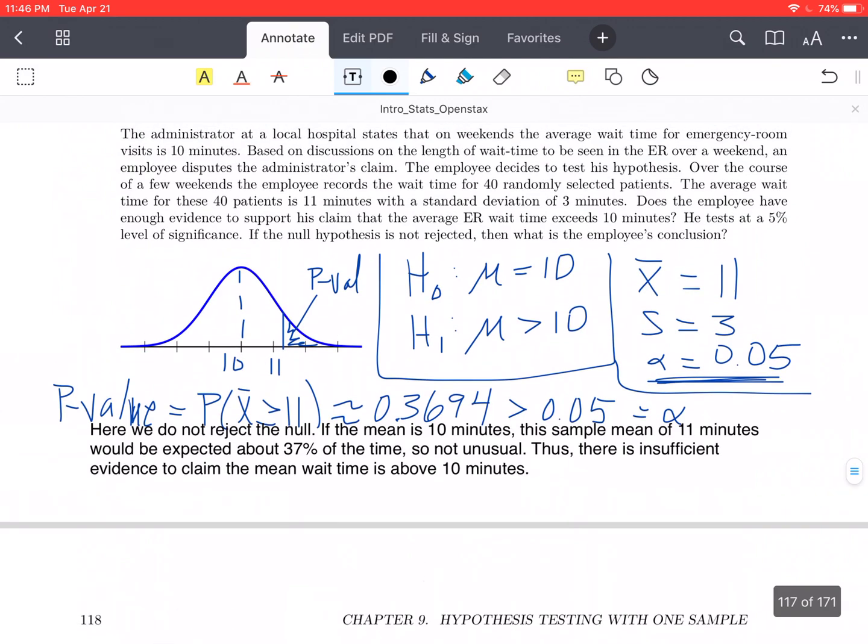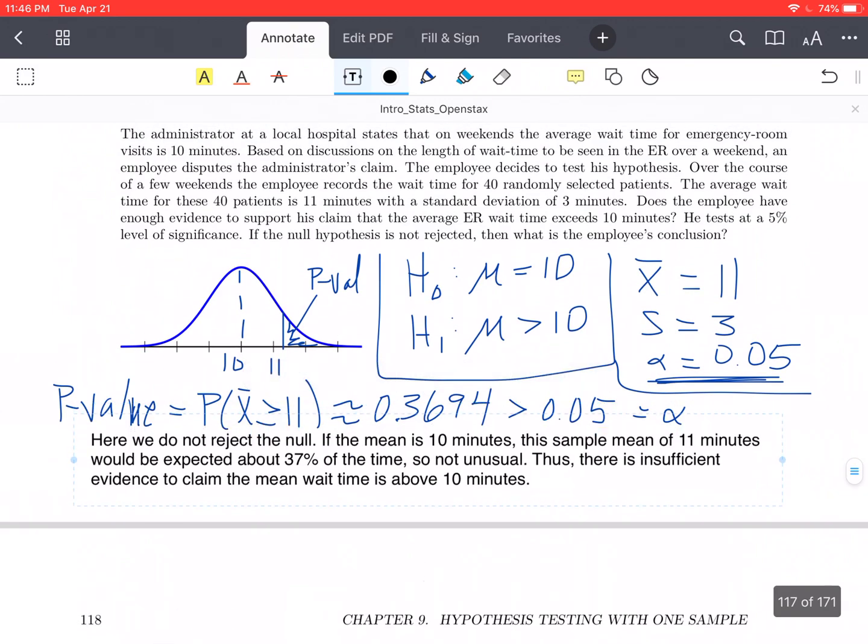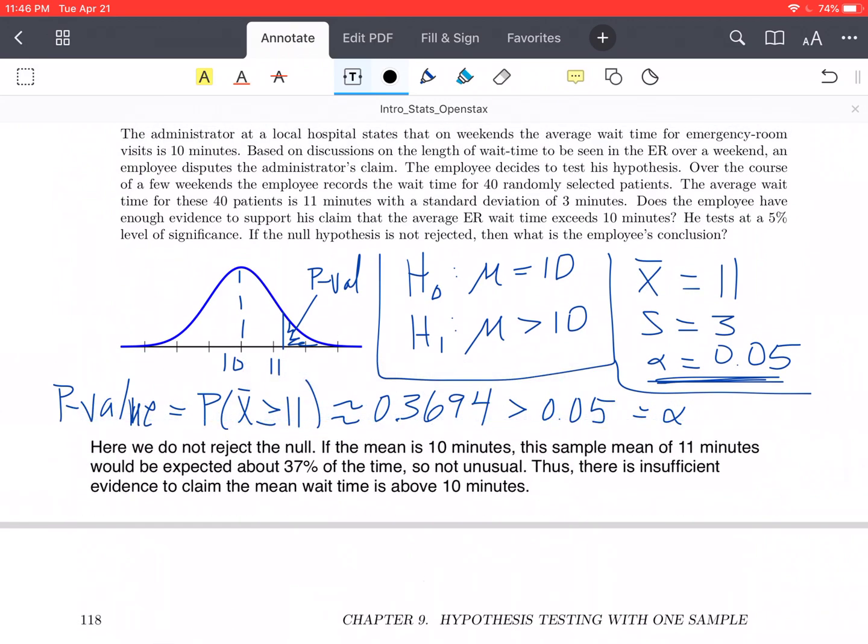Okay, so again, that's not saying with 100% certainty that the mean wait time is not above 10 minutes, but it's saying given his particular data collection, his study, there is not sufficient evidence to make that conclusion. Okay. All right, so that gives us our result there.